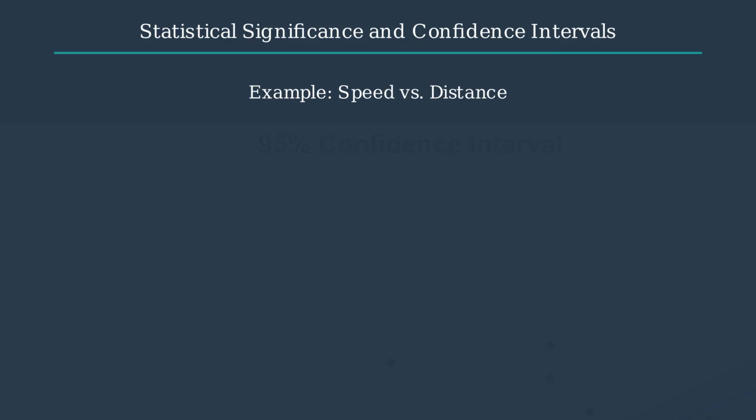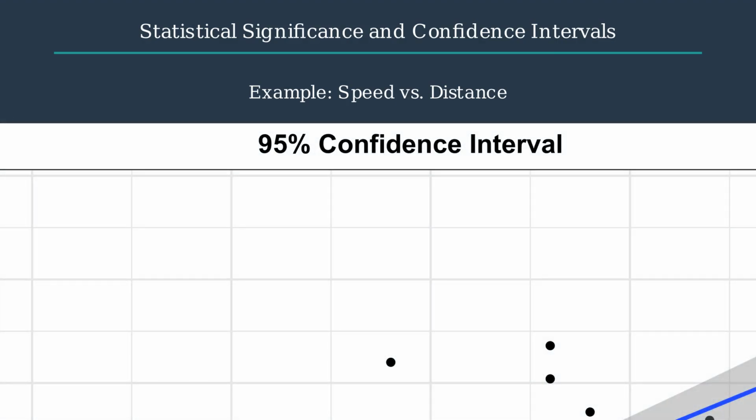Let's look at a regression example showing the relationship between car speed and stopping distance. The regression coefficient is 3.932 with a 95% confidence interval from 3.124 to 4.740 and a p-value less than 0.001. We can interpret this as, for each 1 mile per hour increase in speed, the stopping distance increases by approximately 3.9 feet.